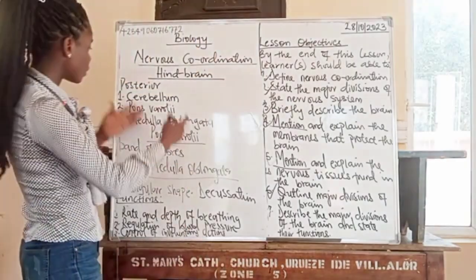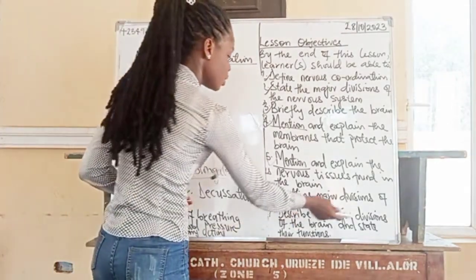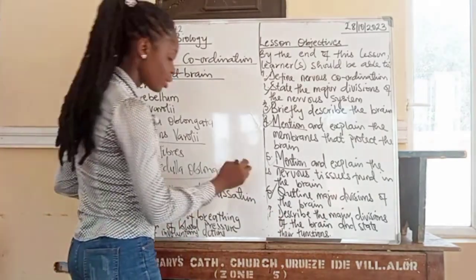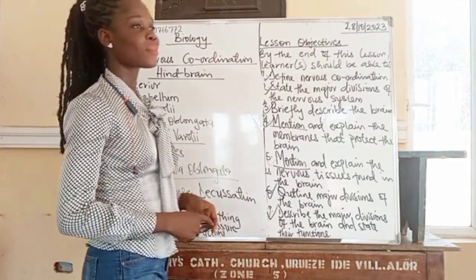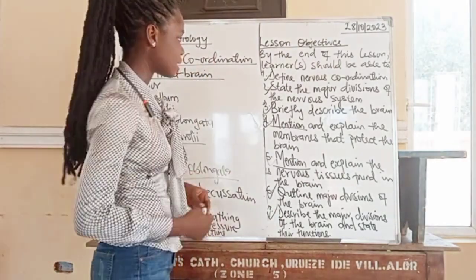With this, we are done with the hindbrain. And as well, we've been able to describe the major divisions of the brain and state their functions. It means that we've also achieved our last lesson objective. Before we bring the lesson to an end, let us do a quick recap of what we have learned.